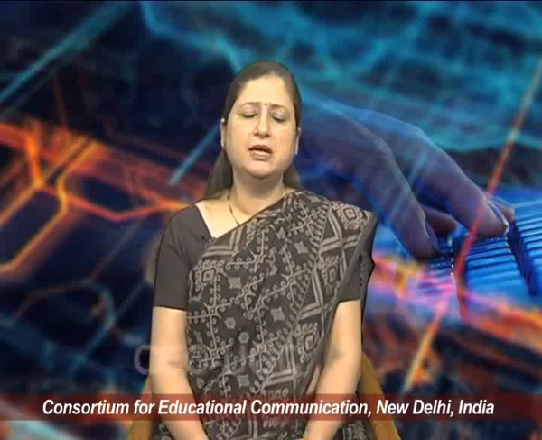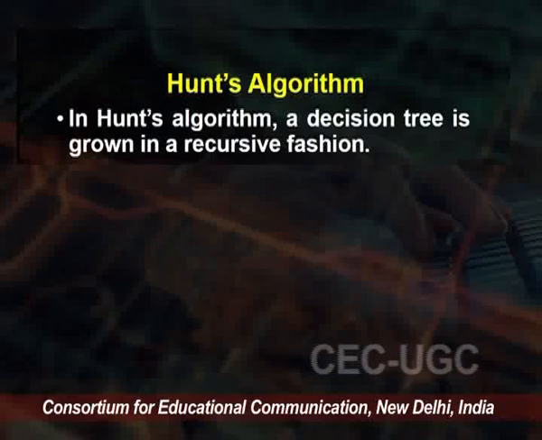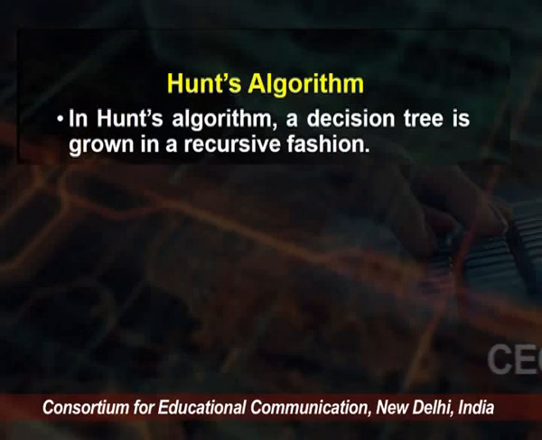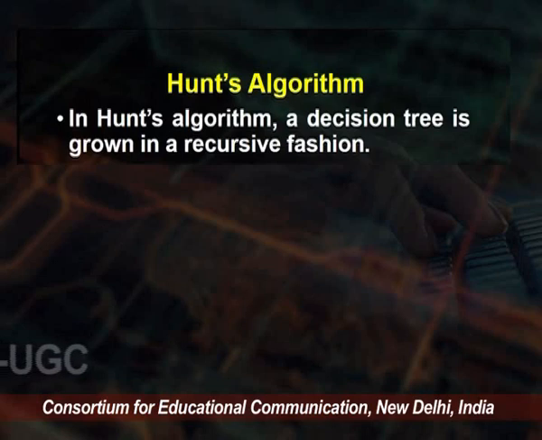This is one of the earliest methods, and it is used in a very popular algorithm known as Hunt's algorithm, and Hunt's algorithm is the basis for many current implementations of decision tree classifiers, including ID3, C4.5 and CART. So we are going to look at how Hunt's algorithm can be used to build the decision tree, right. Hunt's algorithm basically grows a decision tree in a recursive fashion.